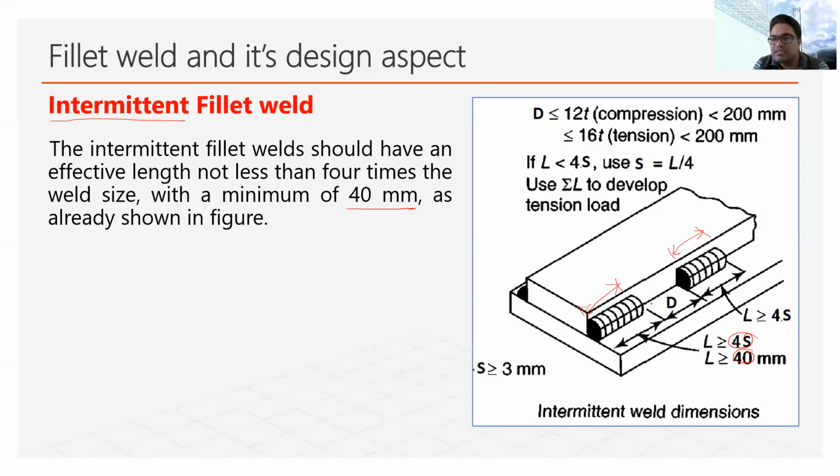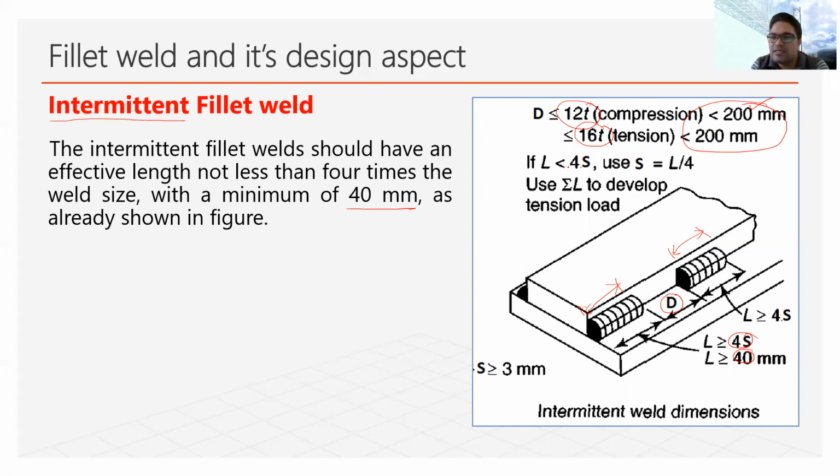And this is the spacing which is D. So D is also specified. If the joint is transmitting the compression force, in that case D should be less than or equal to 12 times T. Similarly, if it is transferring tension, it should be less than or equal to 16 times T. But in any case, it should not exceed 200 mm. So by chance, if 12 times T or 16 times T increases more than 200, then we have to restrict our value up to 200. In any case, it should not exceed this.